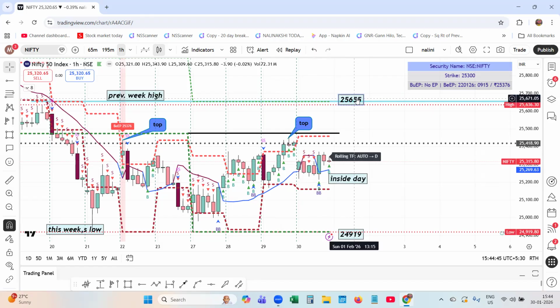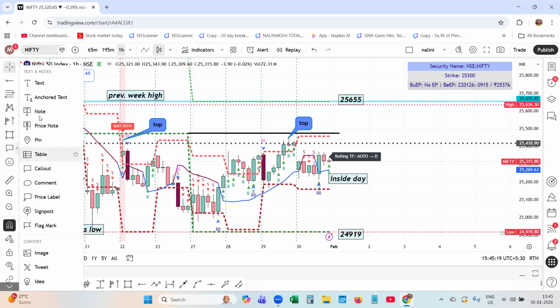25,655 is the previous week's high, and this is the previous week's low. The market has traded between 24,919 to 25,655. So that is the range. Actually, within that range, the market was able to achieve 25,000.